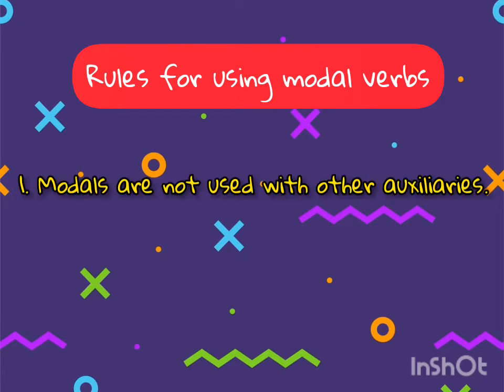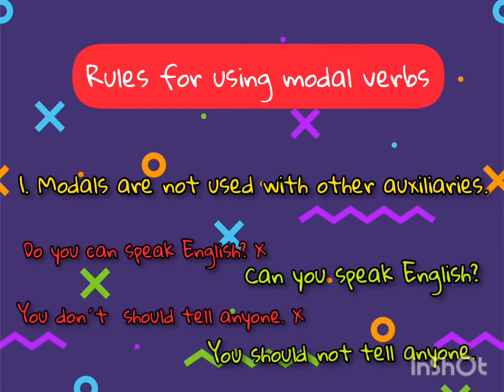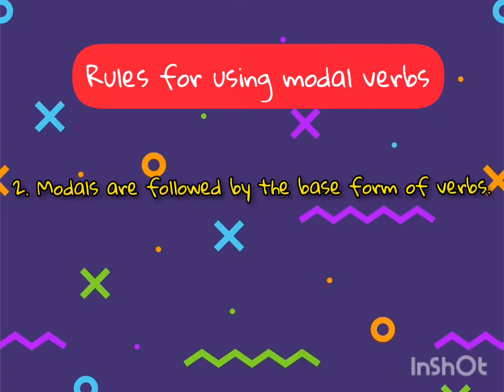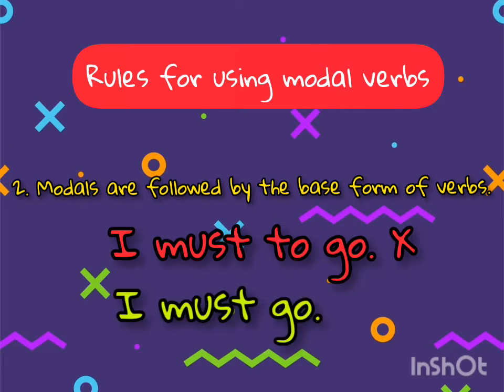Number 1, they are not used with auxiliary verbs. It's incorrect to say in questions, "do you can speak English?" And it's correct to say, "can you speak English?" It's incorrect to say, "you don't should tell anyone," and it's correct to say, "you shouldn't tell anyone." Number 2, they are accompanied by the base form of the verb, that is to say, the bare infinitive. For example, it's incorrect to say, "I must to go," but it's correct to say, "I must go."